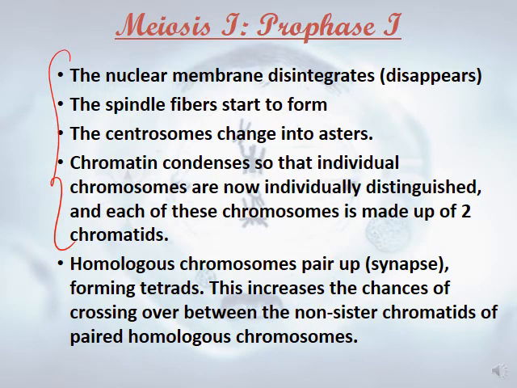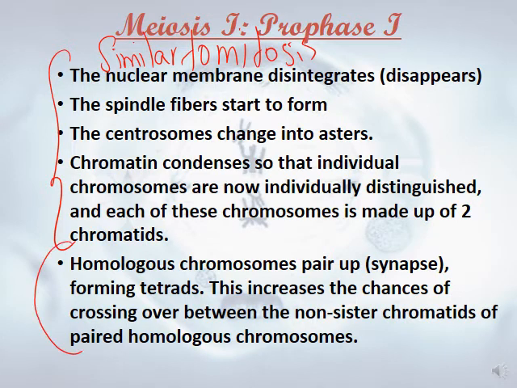All of them are similar to the process of mitosis, till now. The only difference is here in this stage. Homologous chromosomes pair up, they synapse, forming tetrads. They move one over the other, the chromosomes. This increases the chance of something called crossing over between the non-sister chromatids of paired homologous chromosomes. So this is the only difference.